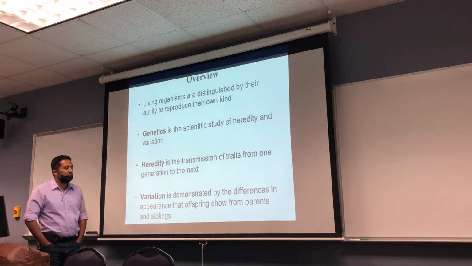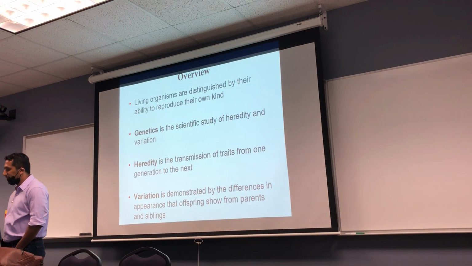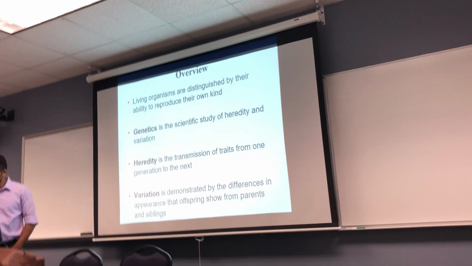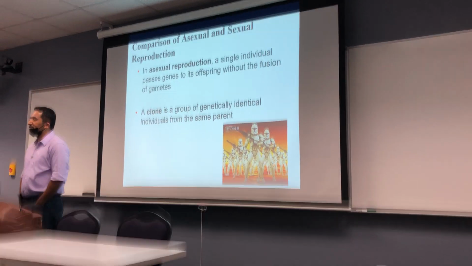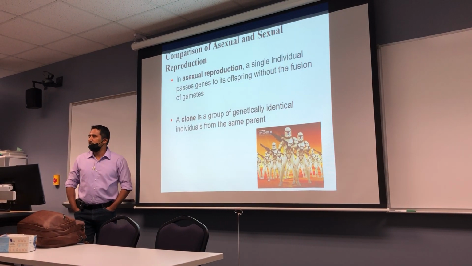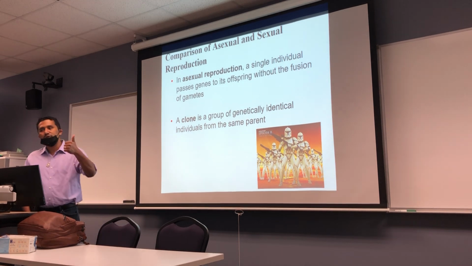Traits are being passed on, and variation refers to the differences in the appearance of those traits that are being passed on from one generation to the other. We mentioned this a couple of times about asexual reproduction. Right? Meiosis, asexual reproduction, that is just the focus of it.